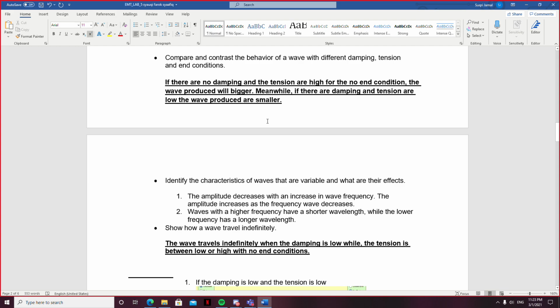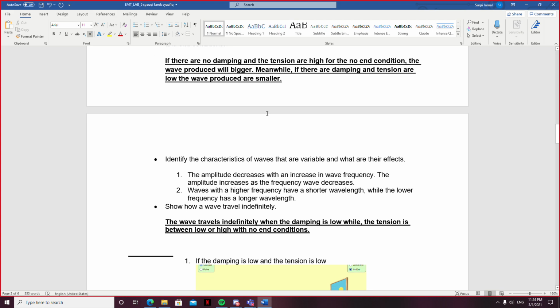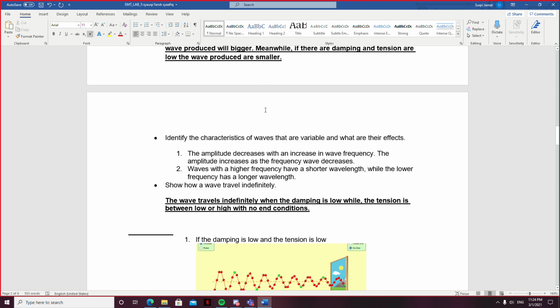The third procedure is to identify the characteristics of a wave that are variable and what their effects are. The first characteristic is that the amplitude decreases with an increase in wave frequency. The amplitude increases as the wave frequency decreases. The second is that a wave with a higher frequency has a shorter wavelength, while a lower frequency has a longer wavelength.